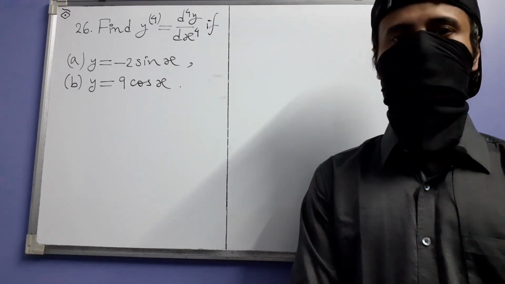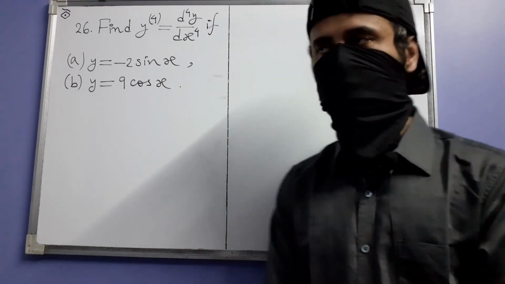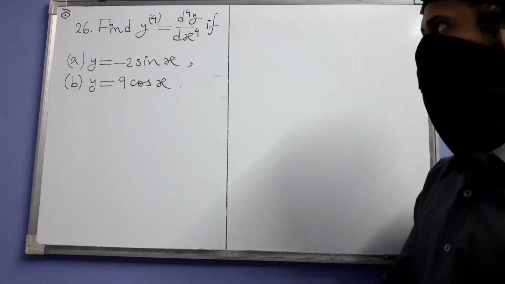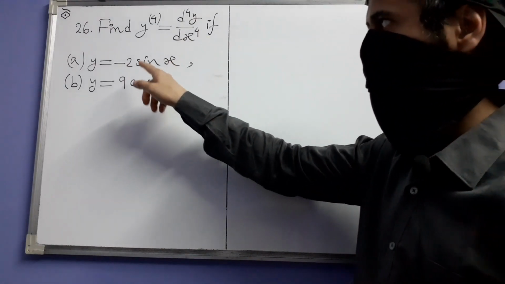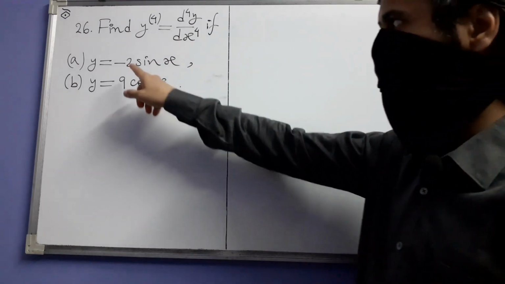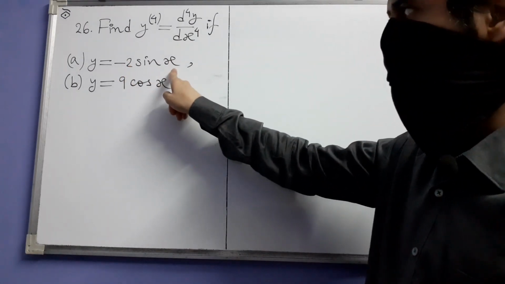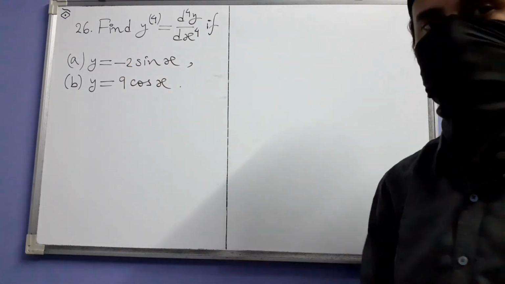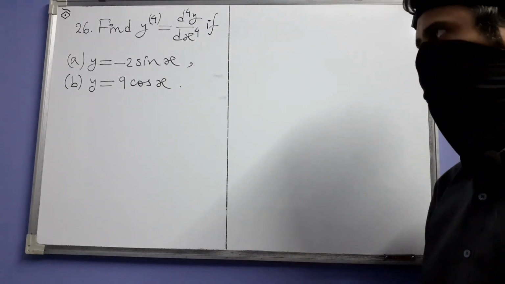Let us next see number 26. In this one we have to find the fourth derivative of the function y, and there are two functions given. The first one is minus 2 sin x and the second one is 9 cos x. So let's see the solution.